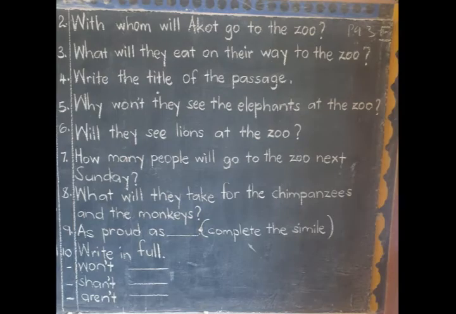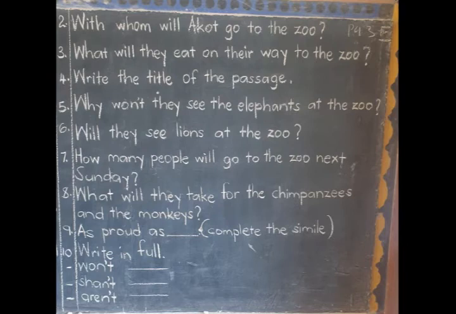Number 2. With whom will Akot go to the zoo? Still the first line in the story tells us my sister and I. So my sister Joyce, I is Akot. It is not you who is in the story. It is Akot and the sister known as Joyce. With whom will Akot go to the zoo? Akot will go to the zoo with her sister Joyce.